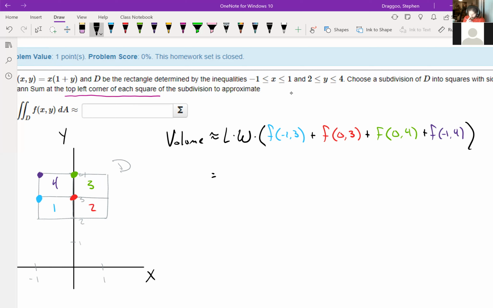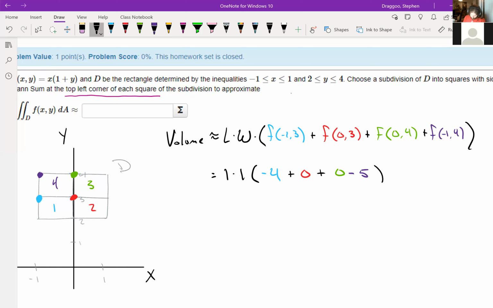We work that thing down. So each of these small regions are squares, so they each have a length and a width of 1. So 1 times 1 times whatever we get when we plug those numbers in. Plugging in negative 1 and 3, I get negative 1 times 4, which will be -4. Plus, if I plug in 0 for x, I'm going to get just 0 for the whole thing. I get that for the red and the green points. And then the point -1, 4, I get -1 times 5, so -5.